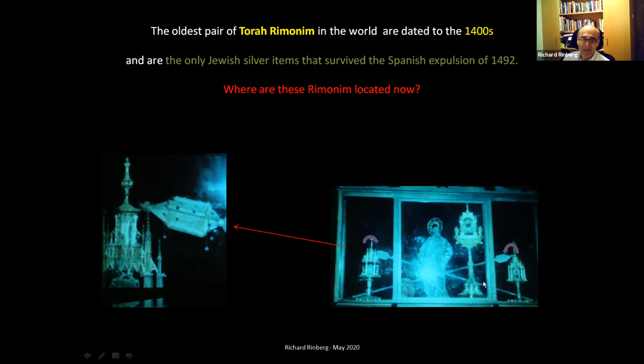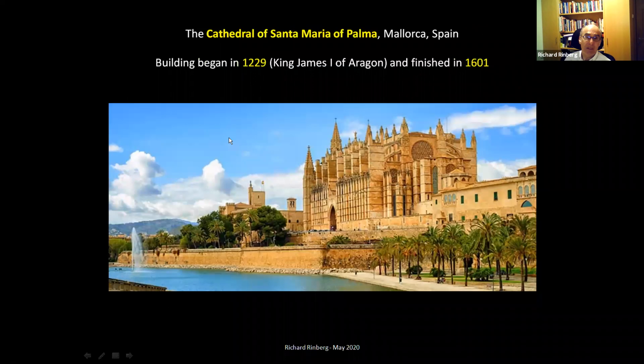And this is a really terrible photo. It's the best I could do, and honestly, I've spent a lot of time looking for better photos in situ. Where are they? They're in Mallorca in Spain, in the Cathedral of Santa Maria. The building here began in 1229 and finished in 1601. So the people who complained about O'Halloran taking a few years to build, they took 300-400 years to build.